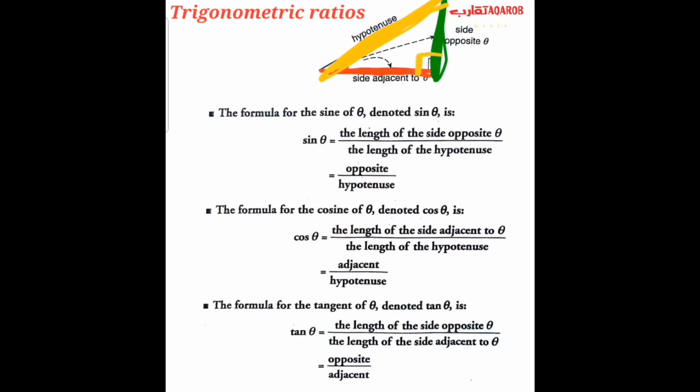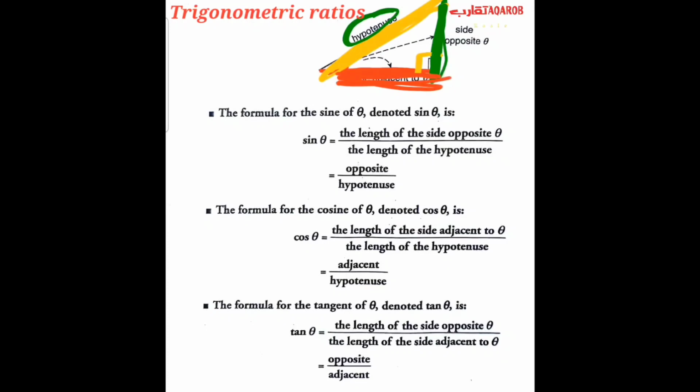So, to define the formula for sine theta, we divide the length of the side opposite theta, so the green one, over the length of the hypotenuse with this one. Okay, now the formula for cosine theta, denoted cos theta, is the length of the adjacent in red, so the adjacent here, divided by the hypotenuse.